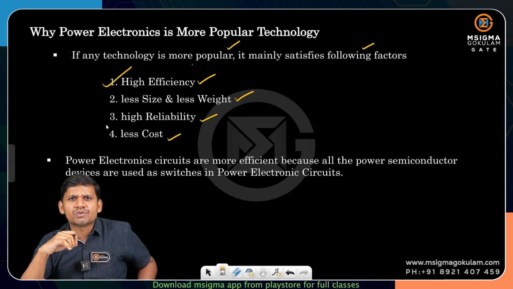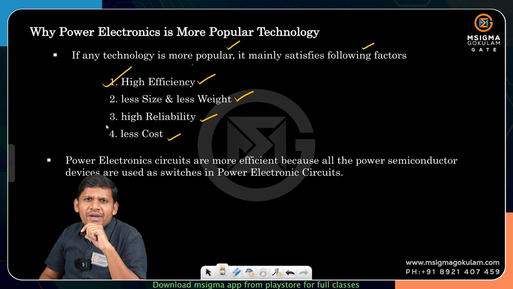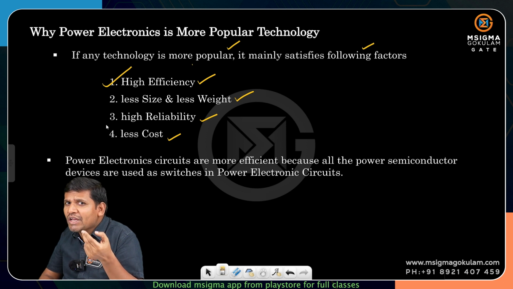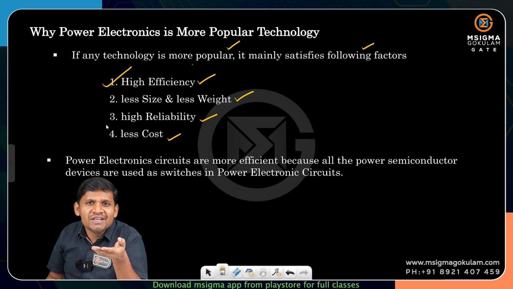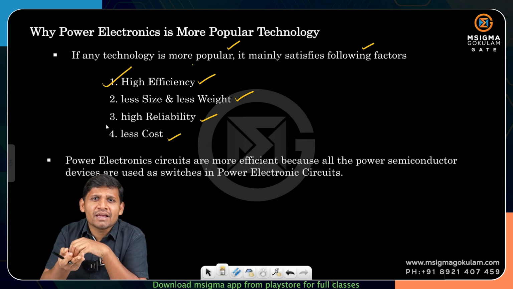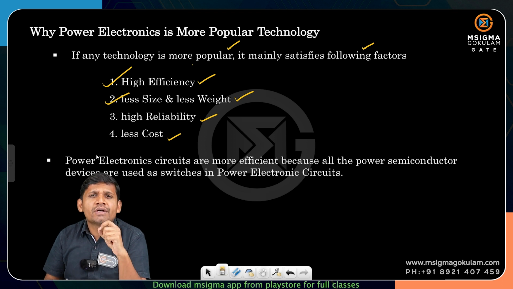And one more observation, students. If the power losses are less, is there high temperature rise or less temperature rise? It's a less temperature rise, because power is only dissipated in the form of heat. If the temperature rise is less, are there more cooling requirements or less, like heat sinks? Less cooling requirement. If the cooling requirements are less, is the size more or less? It's less size, less weight. This is also satisfied. No doubt at all, power electronic circuits have high reliability.